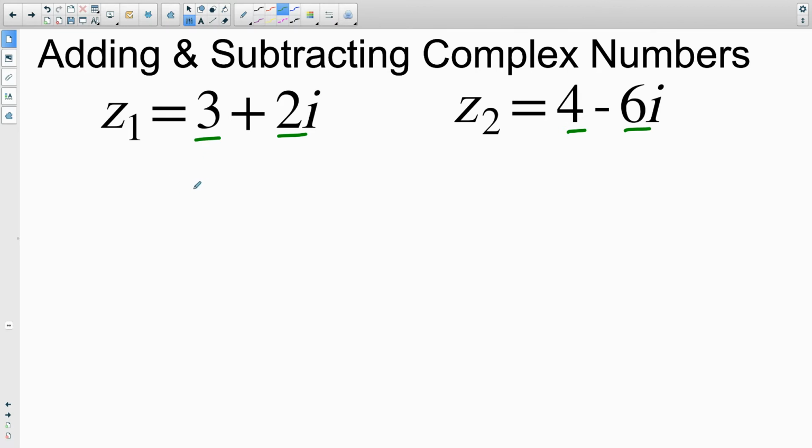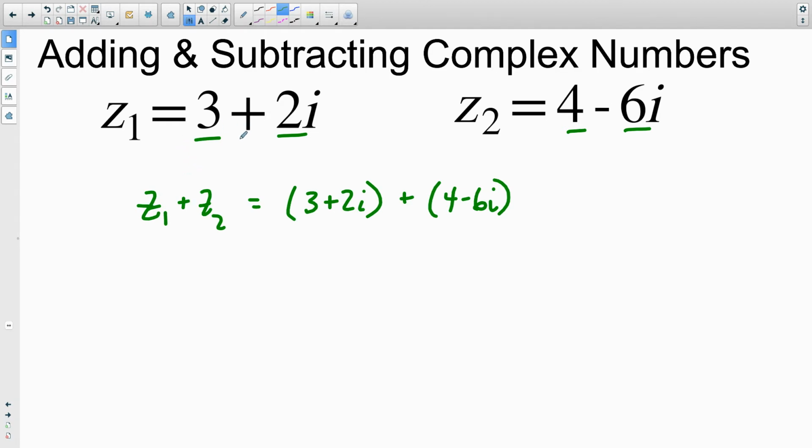If I want to add z1 plus z2, if I'm adding these two numbers, it really is as simple as taking these and adding them like so. Okay, now I'm doing this with parentheses. In a later unit, we'll talk about multiplying and dividing complex numbers. Or I'm sorry, a different way of doing this. We're going to want these parentheses here when we do this.